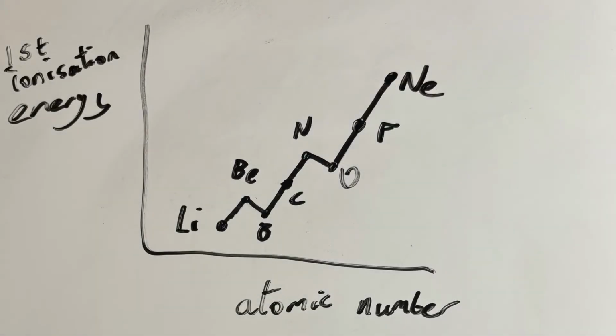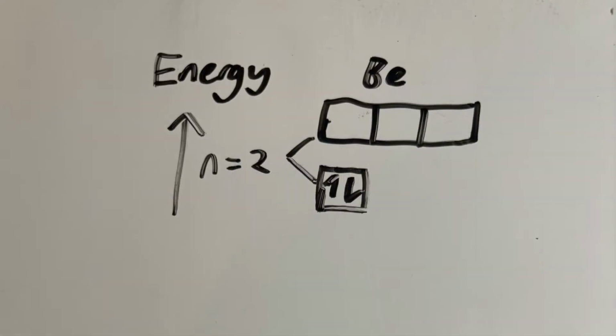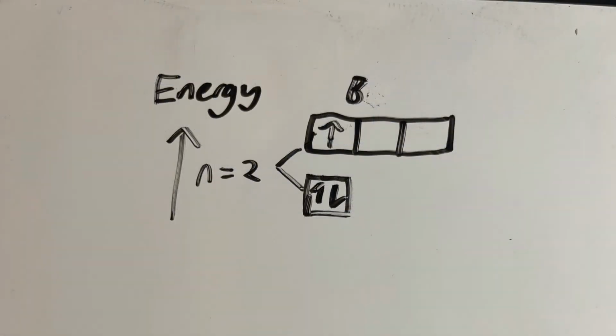So as you can see here, this is across period 2. And like I said, it increases. But why are there little dips? Well, that's because of electron subshells. So in beryllium, you're trying to remove an electron from 2s2, whereas in boron, you're trying to remove it from 2p1. And so its ionization energy is slightly less than beryllium.